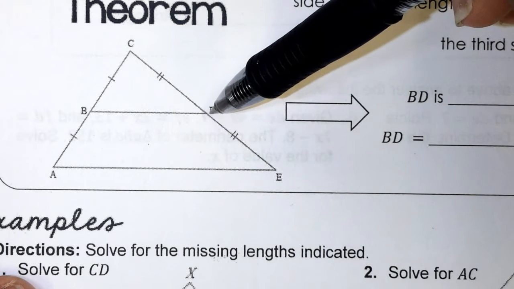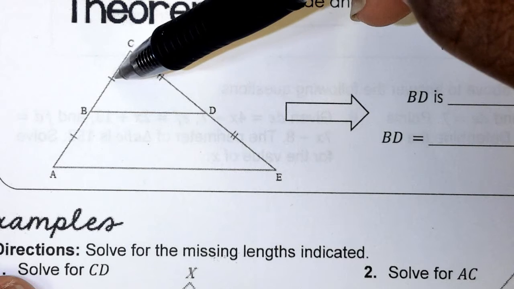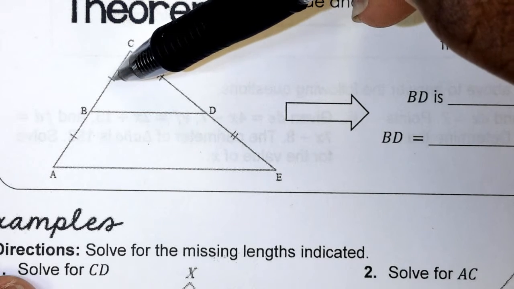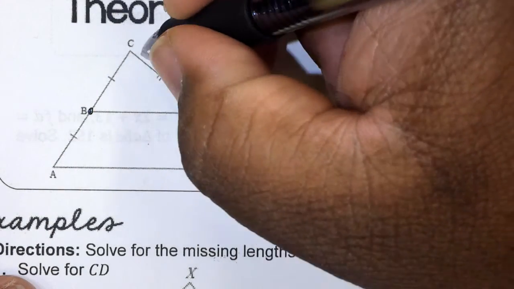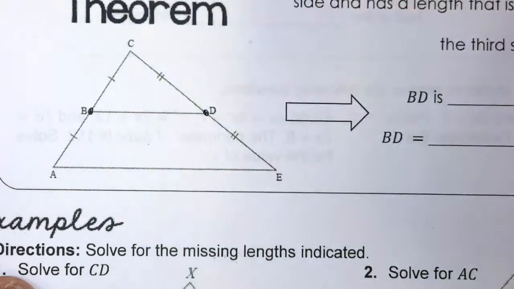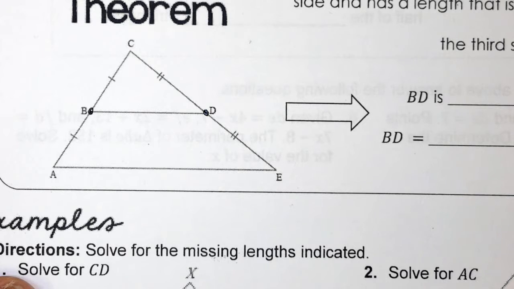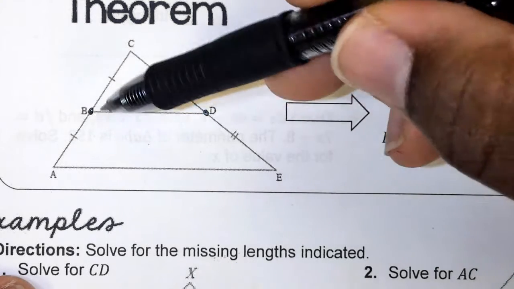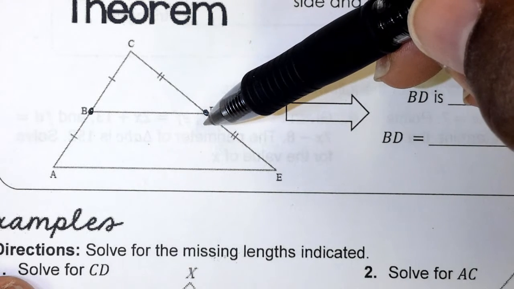The reason I know this is a mid-segment is because they indicated on this side that AB was congruent to CB on this side, so I know B is at the midpoint on this side. And then on this side, they indicated that CD was congruent to ED, so I know D is the midpoint on this side. So if this segment is at the midpoint on both sides of my triangle, it's got to be a mid-segment. That's just the common sense of it. If the segment is at the midpoint on each side of your triangle, then this is a mid-segment.